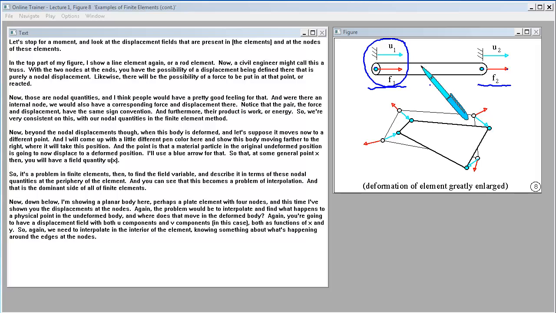Now, beyond the nodal displacements, though, when this body is deformed, and let's suppose it moves now to a different point, and I will come up with a little different pen color here and show this body moving farther to the right, where it will take this position. And the point is that a material particle in the original undeformed position is going to now displace to a deformed position.